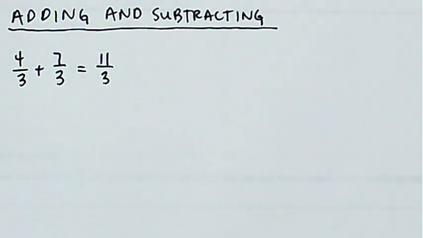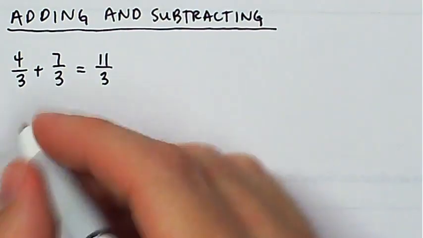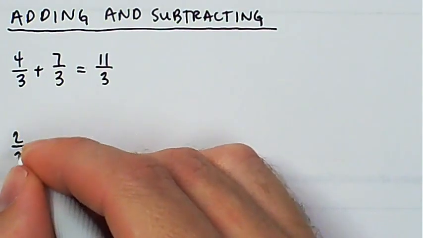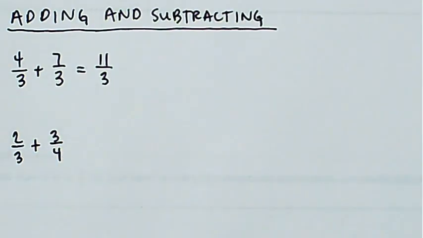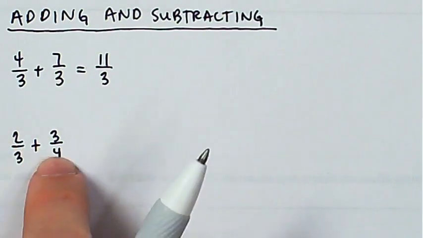But something like 2/3 plus 3/4, which is the next example in your book, is not something that I'm going to be able to add with it being written the way it is.